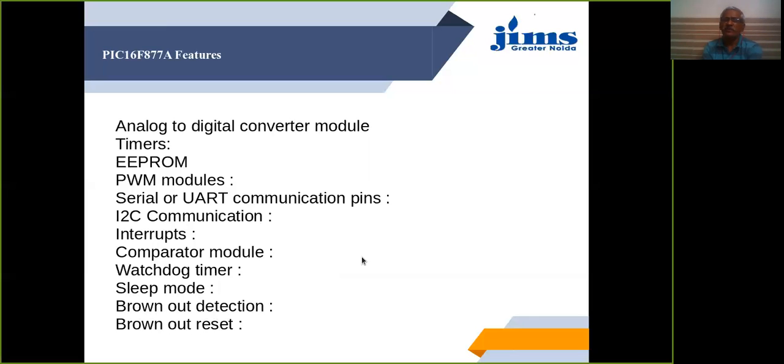Then the brownout detection: when the power goes below a certain level, it gives a status or indication about the brownout detection. Then you have brownout reset: if the power continuously remains below a certain level for up to 100 milliseconds, then the controller will be put into reset mode. It has an in-circuit debugger, in-circuit programming, and all those features are available on this controller.